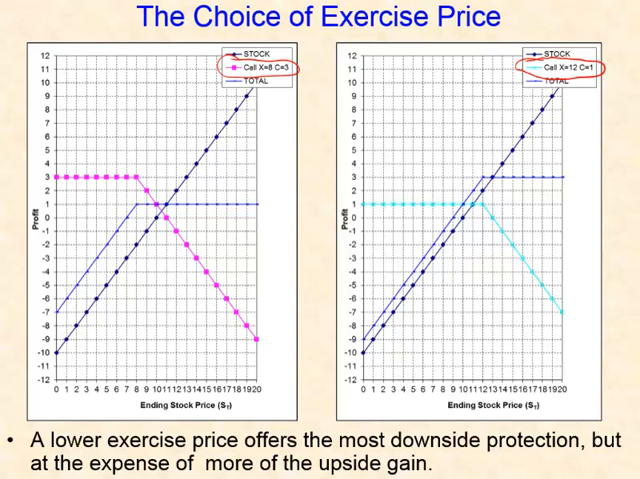We see by comparing the two graphs that a low exercise price offers the most downside protection. That is, we're better off with that low exercise price call than we are with the high exercise price call. On the other hand, at high stock prices, with the low exercise price call, our maximum profit is only $1, and with the higher exercise price call, we can see our maximum profit over here from the combined position at $3.